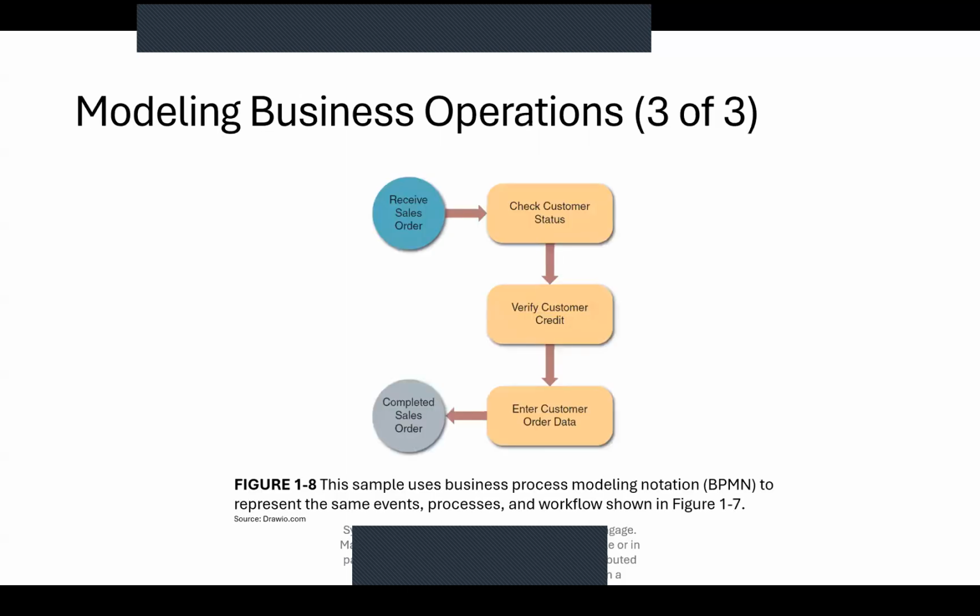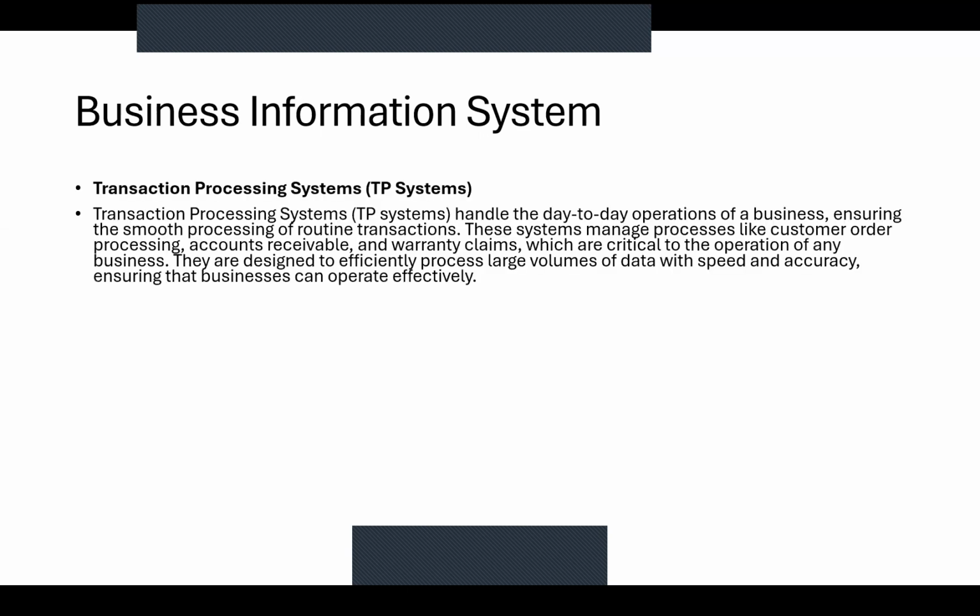Let's talk about business information systems. The whole system involves a lot of things, which involves transaction processing systems, business support systems, user productivity systems, etc. So transaction processing systems handle the day-to-day operations of a business, ensuring the smooth processing of routine transactions.